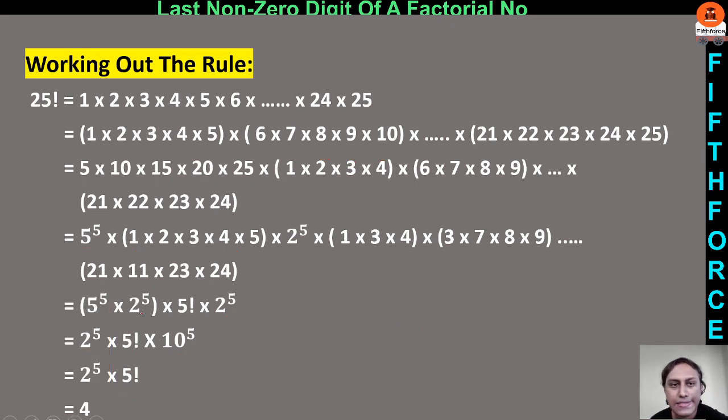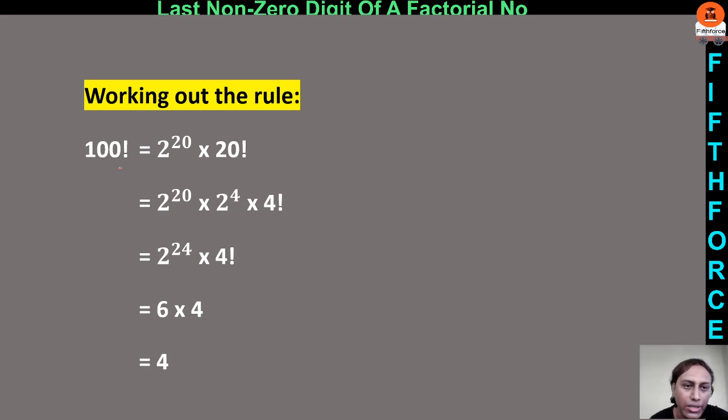Right? Let's take the example we started with. Now 100 factorial. So simple approach. 100 divided by 5. Quotient is 20. So the unit digit must be 2 power 20 into 20 factorial. But 20 factorial is a big number. So do the same thing on 20 factorial. 20 divided by 5. Quotient is 4. So it must be 2 power 4 into 4 factorial. Now multiply this 2 power 20 and 2 power 4: 2 power 24 into 4 factorial.